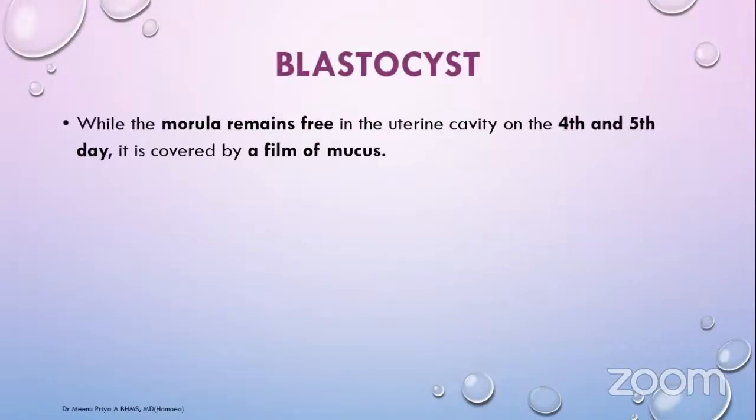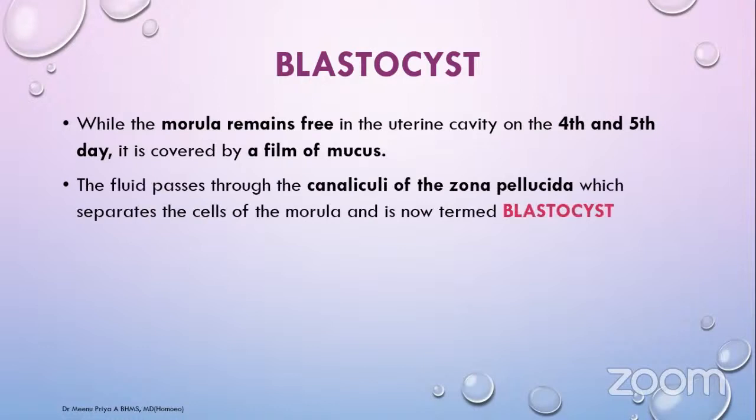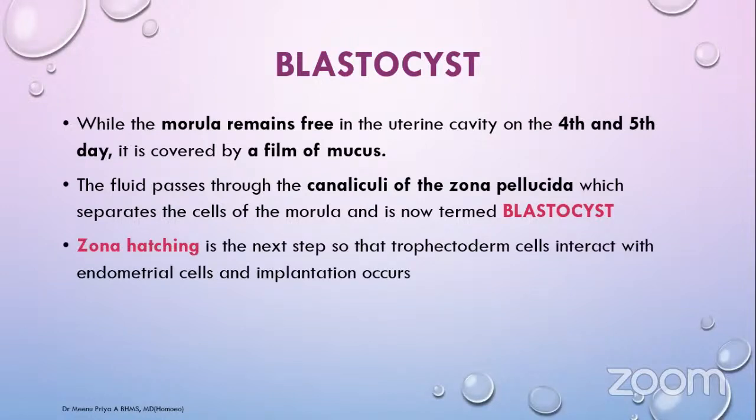So next is the blastocyst. While the morula remains free in the uterine cavity on the 4th and 5th day, it is covered by a thin film of mucus. After that, fluid passes through the canaliculi of the zona pellucida, which separates the cells of the morula, and it is now termed the blastocyst. Wherever there were clusters of cells, the fluid enters and the cells are separated in the form of a cyst. That is why the name cyst. Cyst means there is fluid. So, blastocyst. And zona hatching. After formation of the blastocyst, there is something called zona hatching.